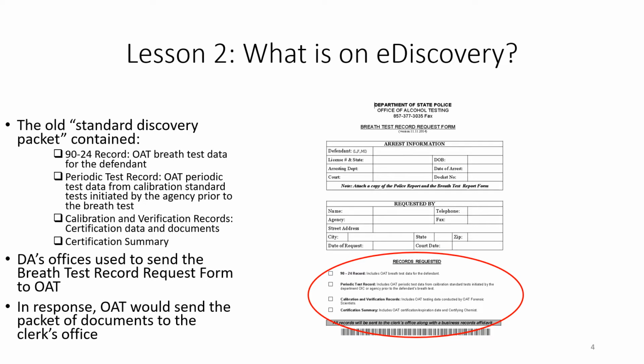In response, the Office of Alcohol Testing would prepare a packet of documents and send them directly to the clerk's office. The old standard discovery packet contained these 4 categories of documents: what was termed the 9024 record, OAT breath test data for the defendant; periodic test record, OAT periodic test data for calibration standard tests initiated by the agency prior to the breath test; calibration and verification records; and certification data and documents, and the certification summary. I'll show you in just a moment where some of the same information can be located on the eDiscovery portal.